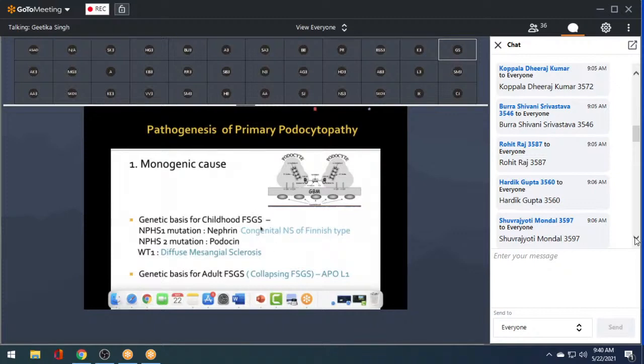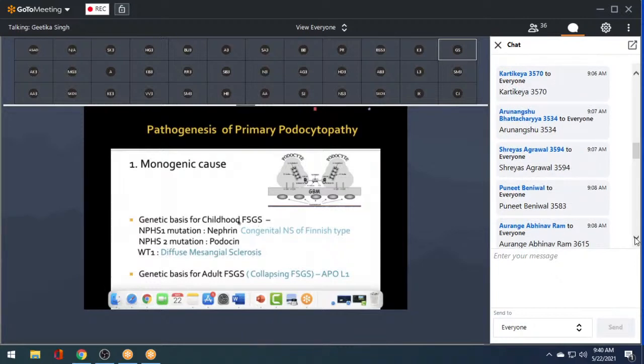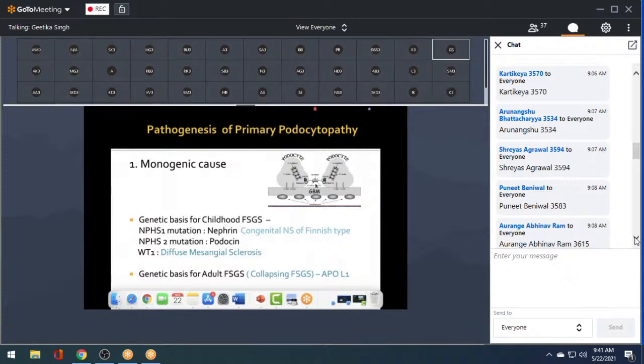What does congenital nephrotic syndrome mean? This means that the child will be nephrotic either in utero or up to 3 months of birth. Okay. If nephrin is mutated, there is no hope of any sort of remission or anything like that. These patients are going to be very, very heavily proteinuric because nephrin is the core protein in the slit diaphragm. The next protein which nephrin is connected to is podocin.